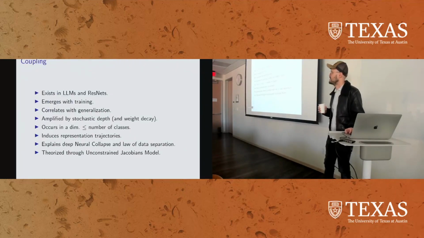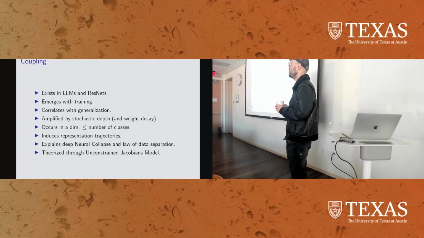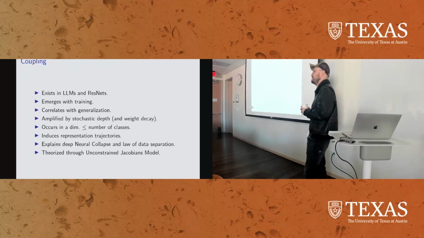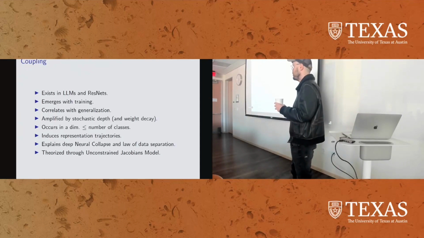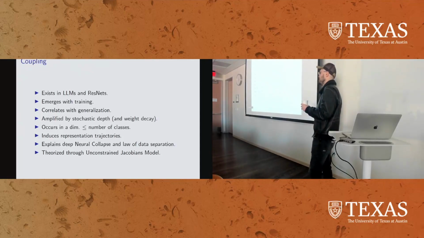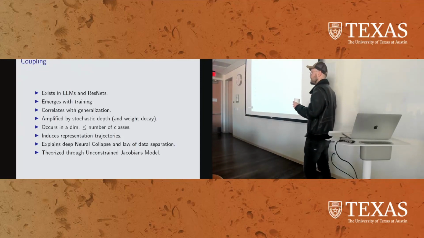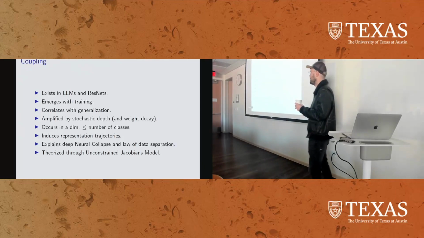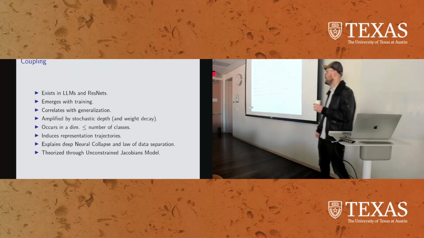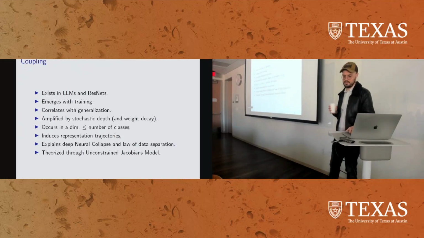So to summarize, coupling exists in modern LLMs and ResNets. It emerges with training, correlates with generalization, and is amplified by regularization techniques like stochastic depth and also weight decay, which I haven't mentioned. The dimension of the coupled subspace is related to the number of classes in simple models. Coupling induces representational trajectories. It explains to some extent the deep neural collapse phenomenon and the law of data separation, which is essentially the power law at which classes separate. And you can theoretically try to understand something through the unconstrained Jacobians model. This is it. Thank you very much.